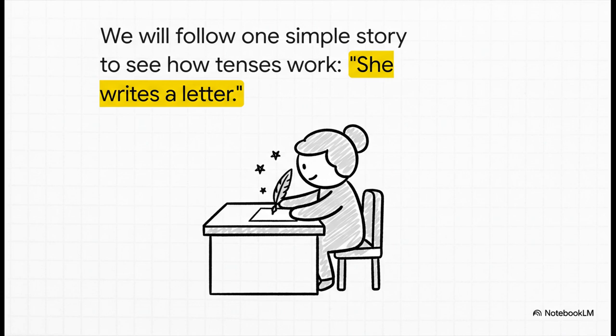And here is our story. Just 4 simple words. She writes a letter. We're going to stick with this one single example, and you'll get to see how tiny little tweaks to the verb can move our character's action all over that timeline. By keeping the story the same, it's going to make these kind of abstract ideas feel really concrete and way easier to lock into your memory.